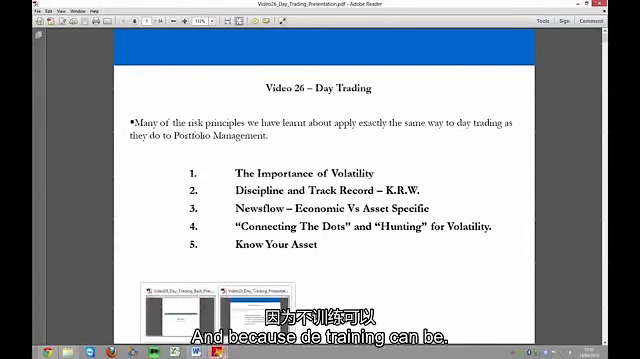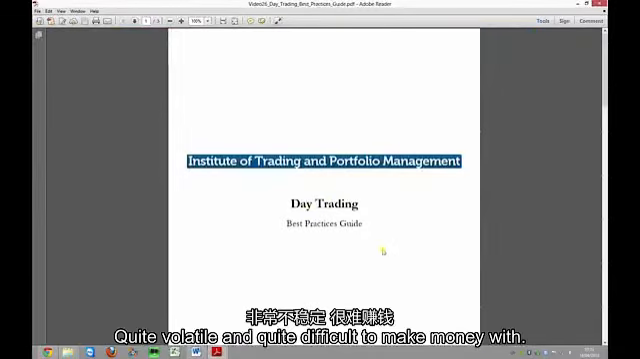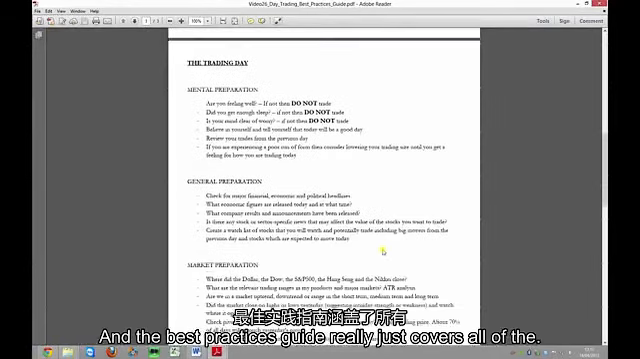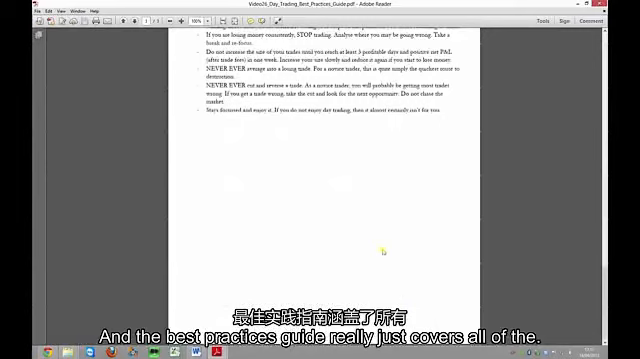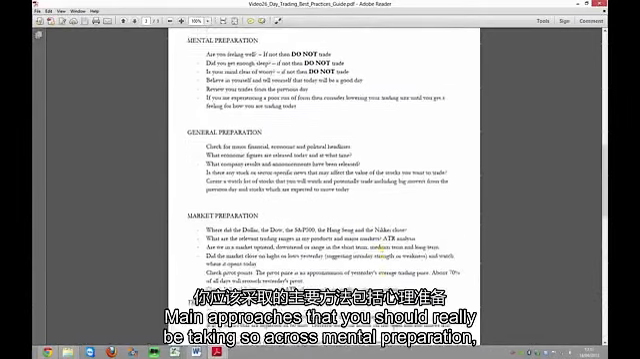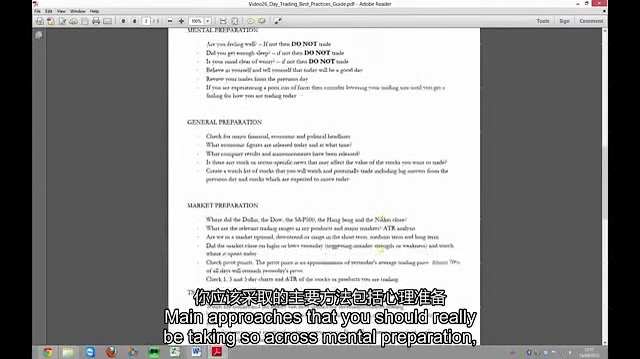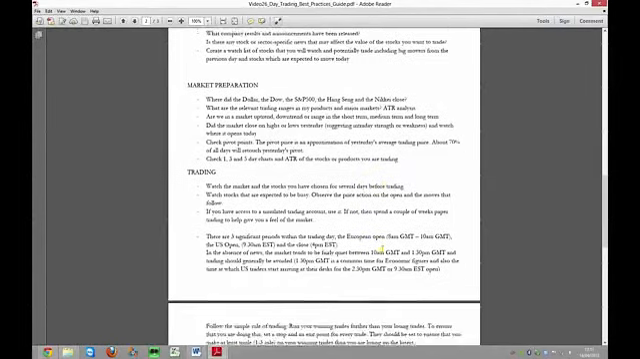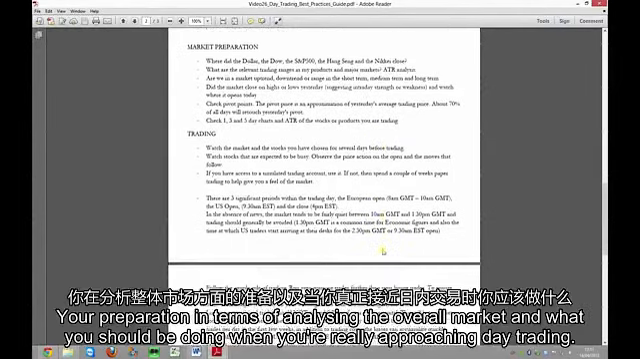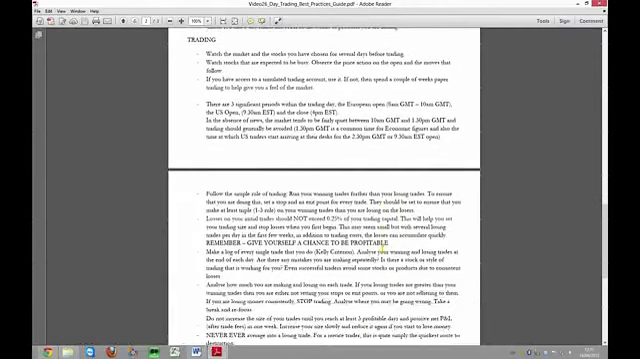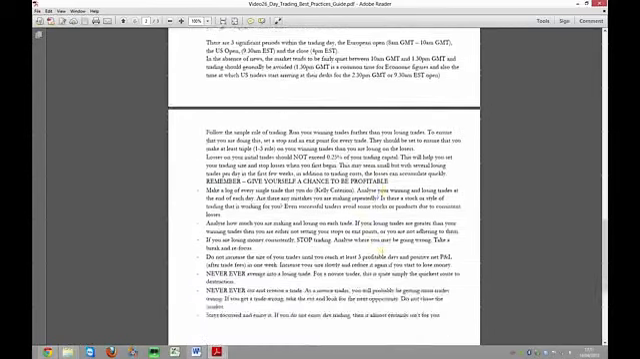And because day trading can be quite volatile and quite difficult to make money with, we've included a best practices guide in the download section. The best practices guide really just covers all of the main approaches that you should be taking across mental preparation, your general preparation, your preparation in terms of analyzing the overall market, and what you should be doing when you're approaching day trading as an exercise.